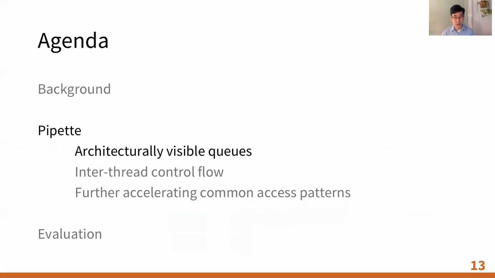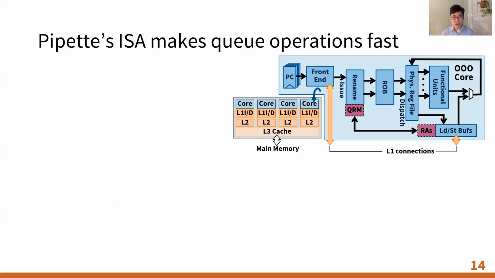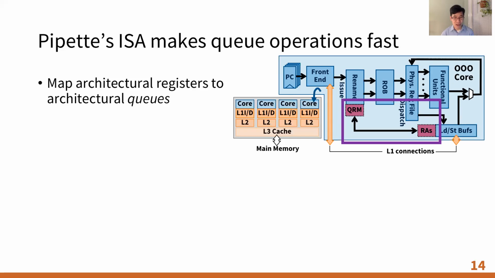Now let's see how Pipette works. Starting from a multi-core system, we show how Pipette fits into a modern out-of-order core. Zooming into one of these cores, we see that we only make minor changes, highlighted in purple, to implement Pipette. The Pipette ISA maps architectural registers to architectural queues, so that a register write corresponds to an NQ and a register read corresponds to a DQ.